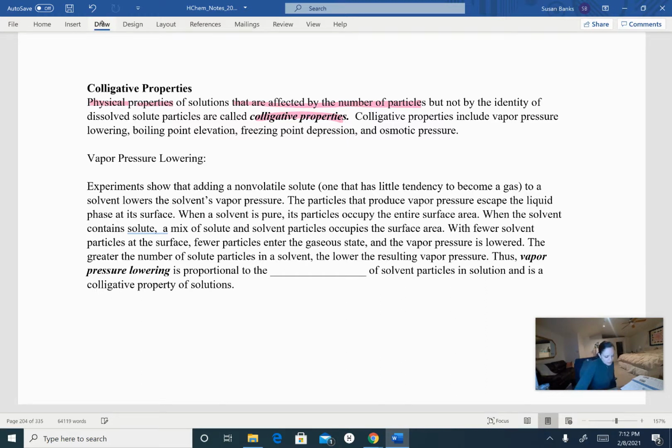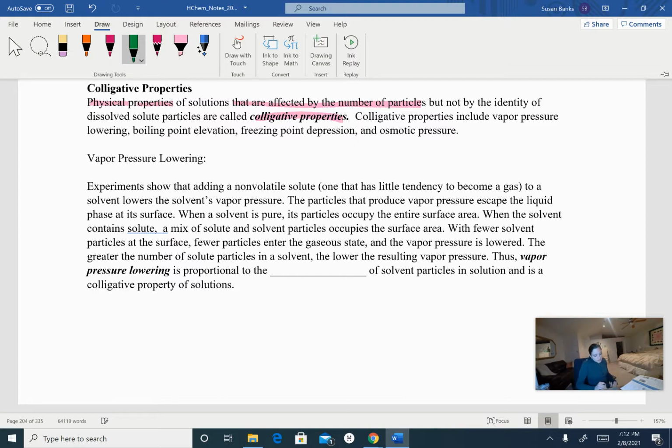Vapor pressure lowering. So experiments show that adding a non-volatile solute, non-volatile means that it has little tendency to become a gas, to a solvent lowers that solvent's vapor pressure. The particles that produce vapor pressure escape the liquid phase at the surface. Remember, we had 2 things that molecules had to have in order to evaporate. The molecule had to be right at the surface, and that molecule also had to have enough kinetic energy to escape the attraction of its neighboring molecules.